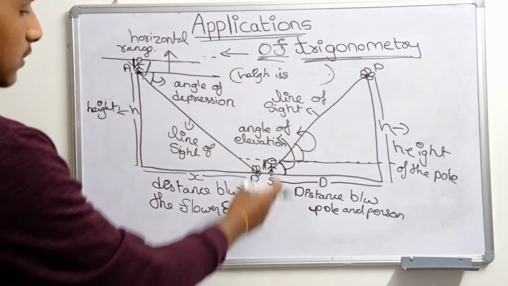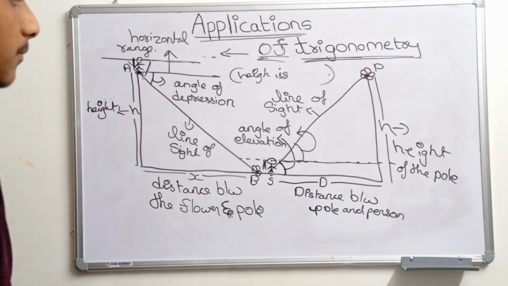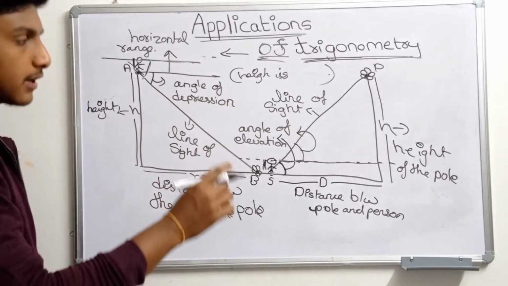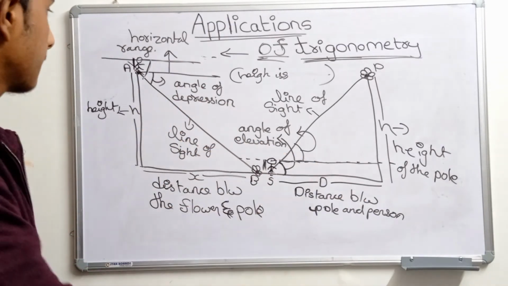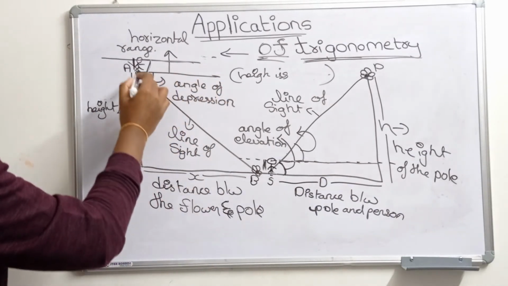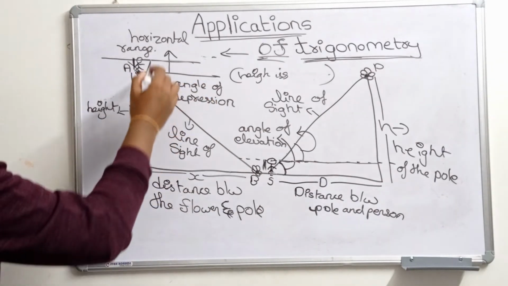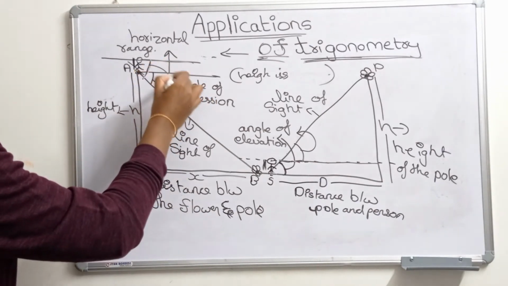And in most of the questions, height is neglected. In one or two questions only, the height of the person is included, but they'll mention in the question that the height of the person is this much, etc. So there is no problem in this. Here this is angle of depression when the height is neglected. When the height is included, this is angle of depression.